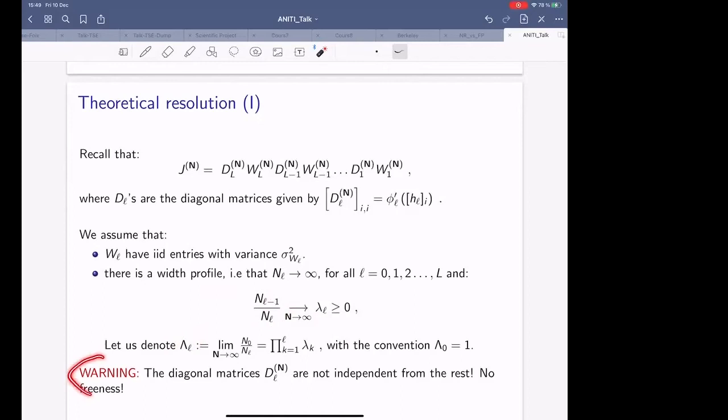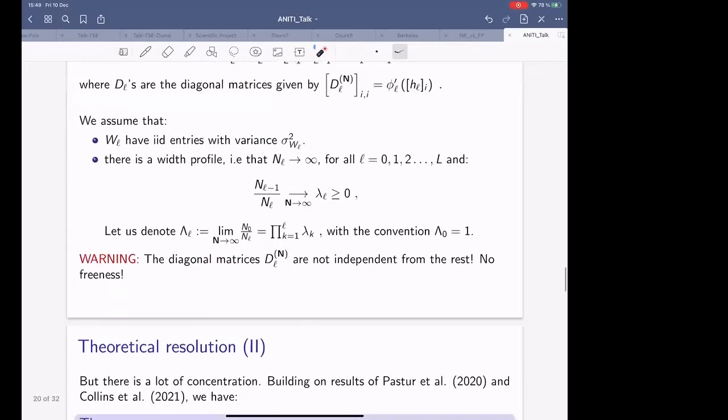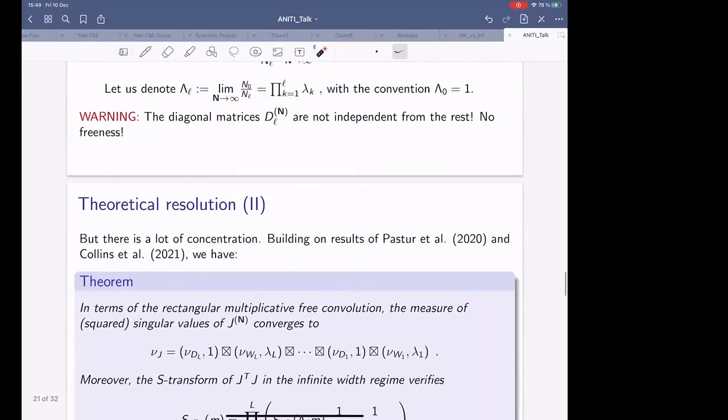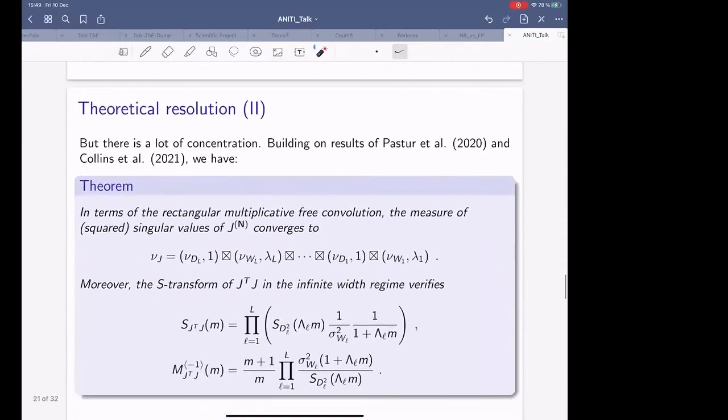And this is a warning if you're actually into free probability, because here there's no real freeness. At the beginning these are independent, but these guys actually slightly depend on the rest. So this is technical, and pretty horrible. There's no freeness, but there's a lot of concentration, building on results of Pennington and Collins, who are people in free probability. So here's the theorem. If I remember well, this is in our paper, CDK.